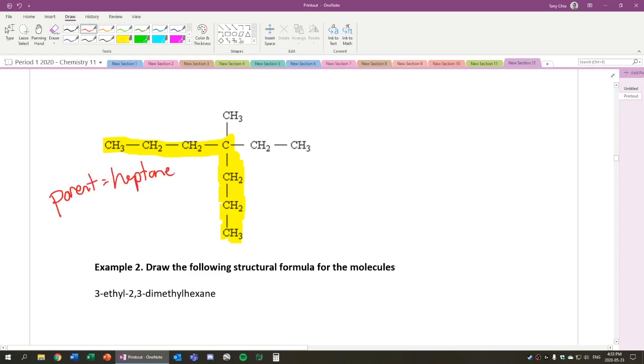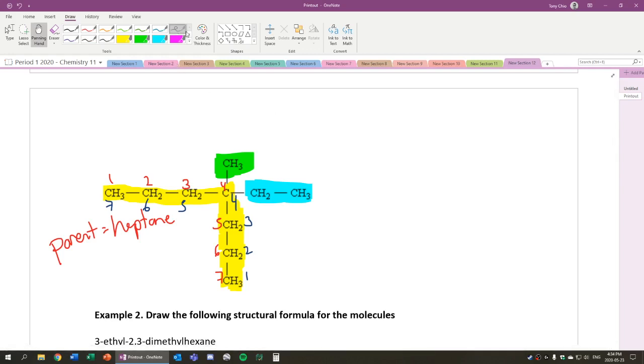Okay, what are my branches? Well, in this case, I have a methyl group and I have an ethyl group here. What carbon is it on? Well, if I go in this direction, I'll go 1, 2, 3, 4, 5, 6, 7. Or if I go backwards, it's 1, 2, 3, 4, 5, 6, 7. Okay, you can see that it doesn't matter. It's on the 4th carbon.